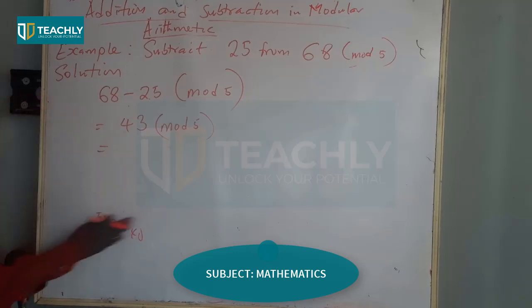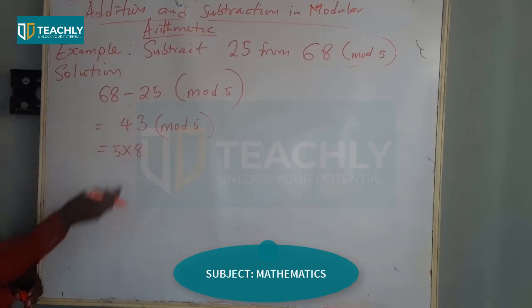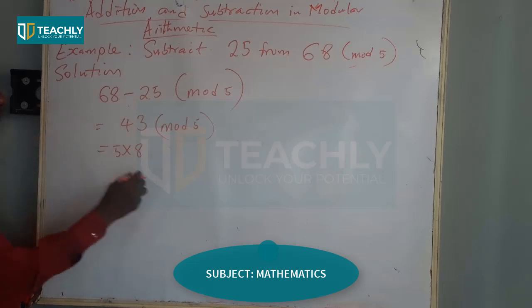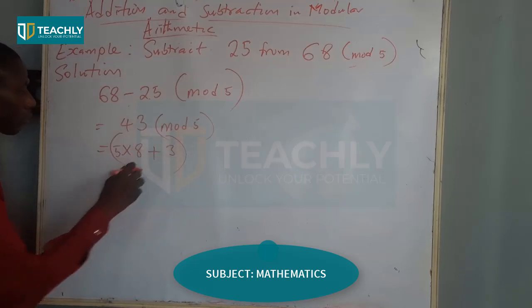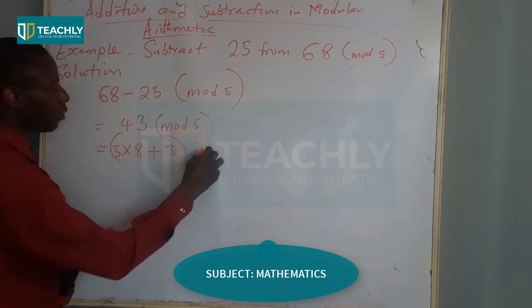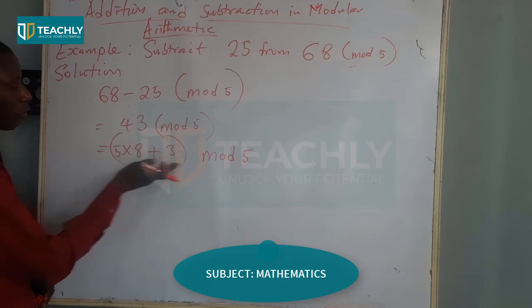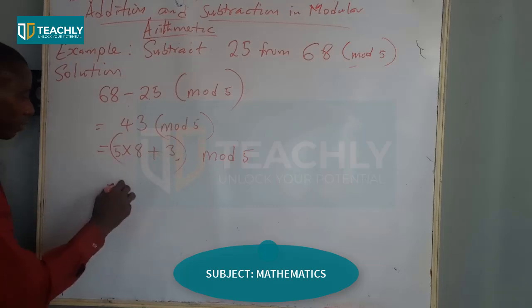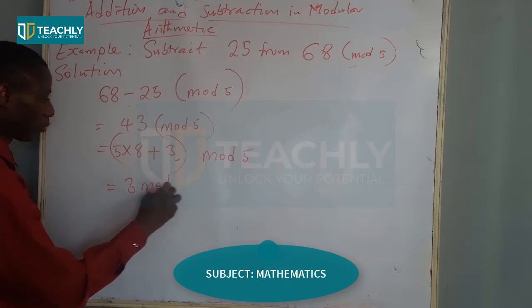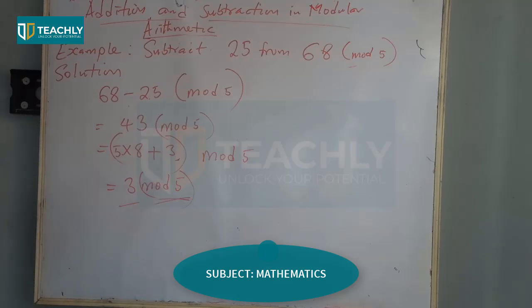That means you can express your 43 as 5 multiplied by 8, which is 40. Take 40 away from 43, you have 3. So you are going to have remainder 3. Your 43 is the same as 5 times 8 plus 3 in modulo 5. Then don't forget, anytime you have something like this, you always write our remainder. Our final answer is 3 modulo 5. That's our example 3.